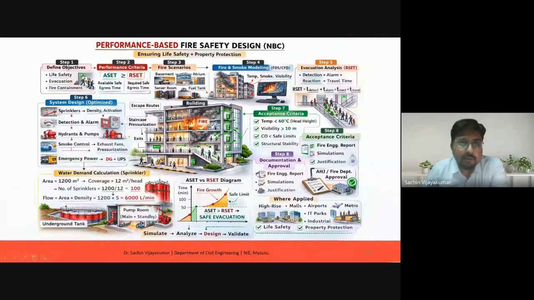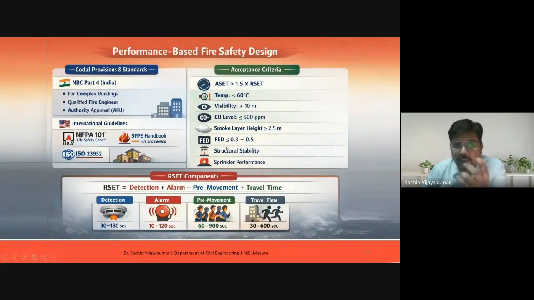As of now, NBC is providing the opportunity to add this PBD, but there are NFPA 101, the SFPE handbook, and ISO 23932. These are some of the codes where the maximum guidelines are being put up considering this PBD in active systems.